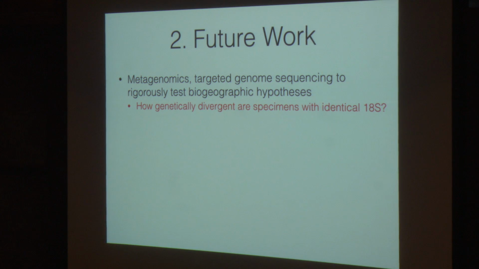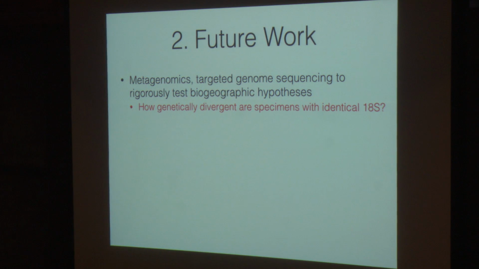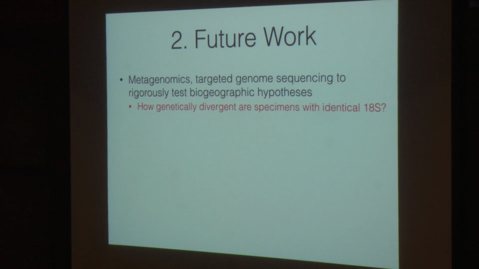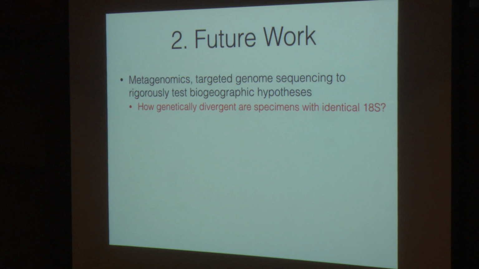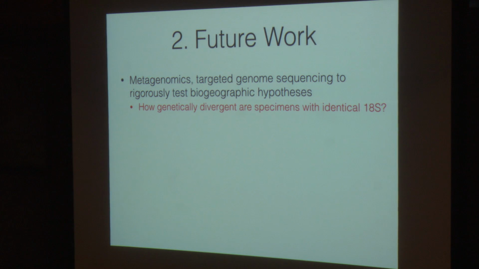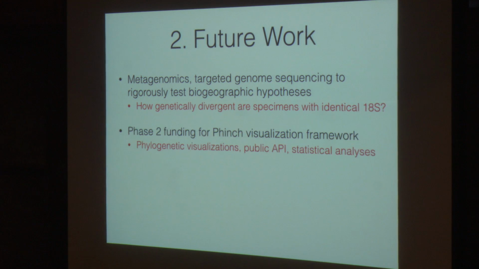But as we move forward with these projects, we're trying to expand the set of data that we get. So ribosomal RNA surveys, because they're limited, metagenomics and targeted genome sequencing is the way forward. And I think it's the only way that we're going to be able to rigorously test some of the biogeographic hypotheses, and specifically look at how genetically divergent some of these specimens with identical 18S are. So it is possible to pick things out from sediments, and that's what we're doing. So we're sort of going back a little bit to the taxonomic protocols to try and link this environmental data with an organismal ID, because I think that's the way forward.